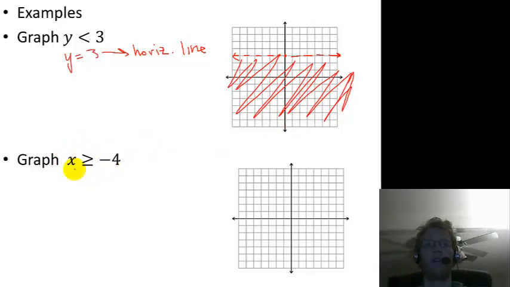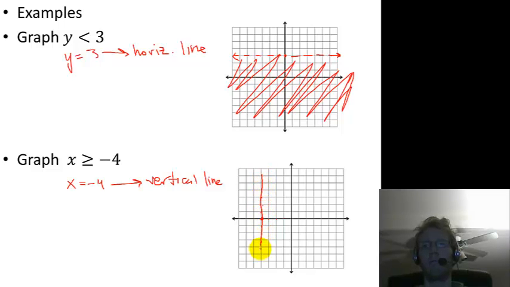How about x is greater than or equal to negative 4? Well, on the x-axis, negative 4, 1, 2, 3, 4. Negative 4 is right here. What do you do here? If I have x equals negative 4, remember, this is a vertical line because it's representing every single possible point with an x-coordinate of negative 4. So all of these points, vertically above and vertically below, they all have that value.